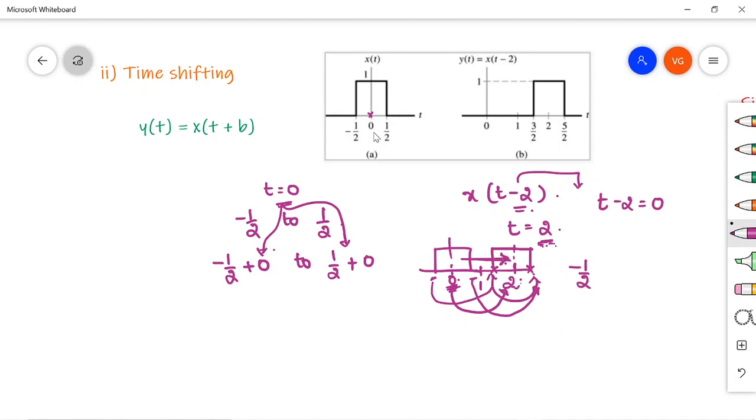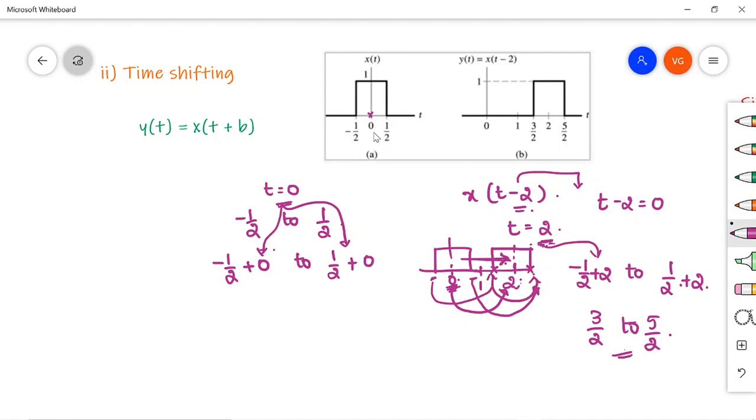Minus 1 by 2 to 1 by 2 in the original signal. As t is equal to 2, I have to add 2 to both upper and lower limits. Now what happens? 4 minus 1, 3 by 2, to 4 plus 1, 5 by 2. So the new limits are here 3 by 2 to 5 by 2.